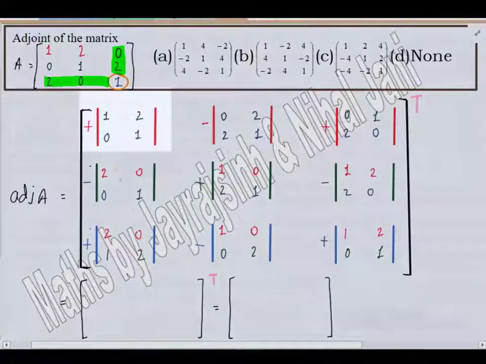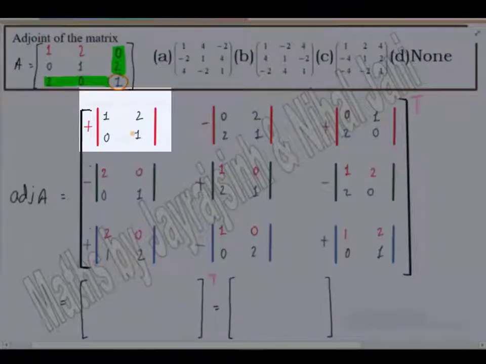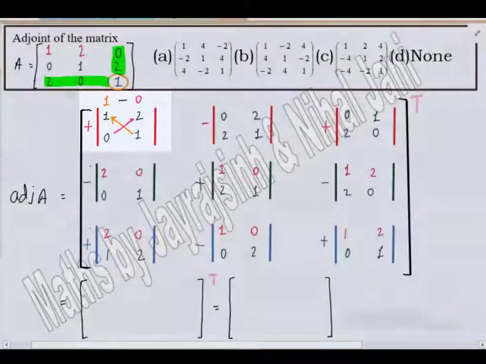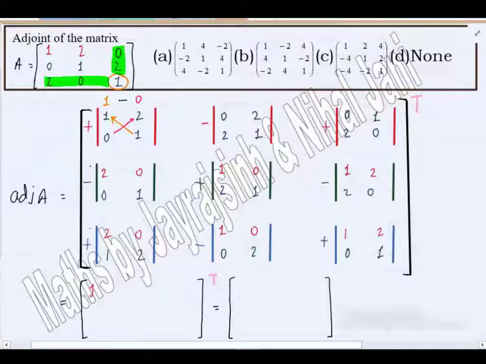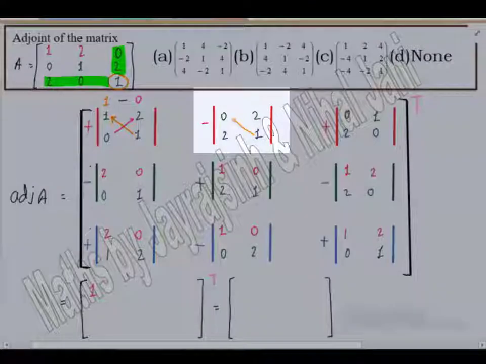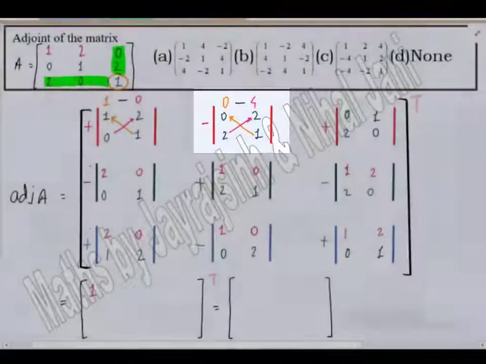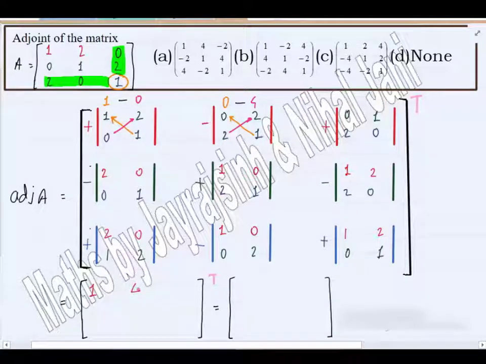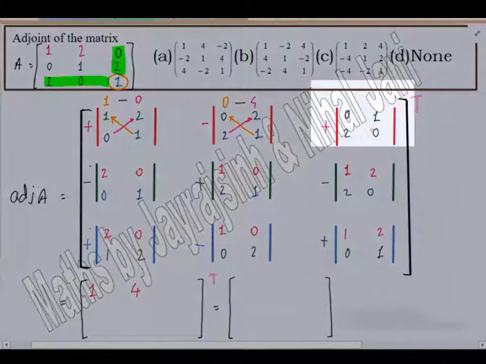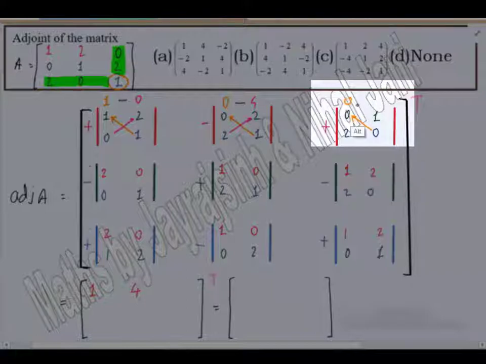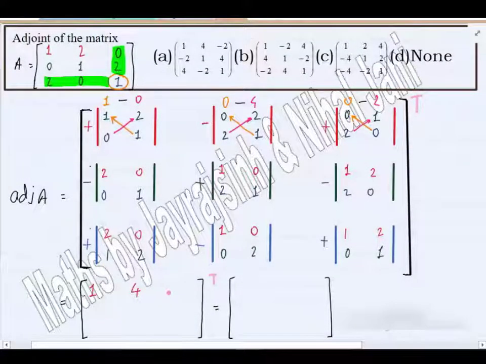Now in second step we have to simplify. So let's multiply and simplify. 1 minus 0 with positive sign will give us 1. Now the next element 0 minus 4 will give us minus 4, but with negative sign we will get plus 4. Then 0 minus 2 will give us minus 2.